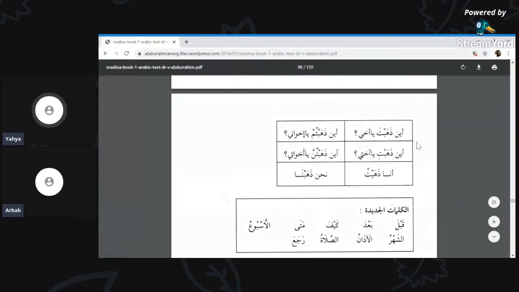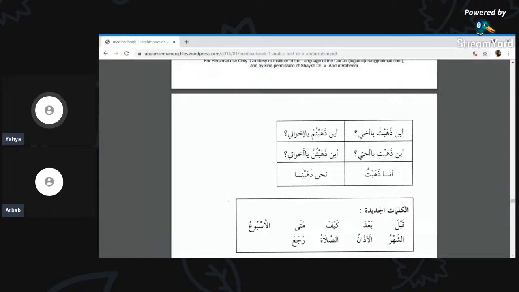We've got aina dahabat. We've got aina dahabta, ya akhi. So far, we've taken dahaba, which means he went. So dahaba is singular and it's masculine. Okay, and it means he went. And then here now we've also taken dahabat, meaning she went. Okay, but now we've got dahabta. So now we've added a ta on the end with a fatha. This means you went. So this is when you're speaking to somebody directly.